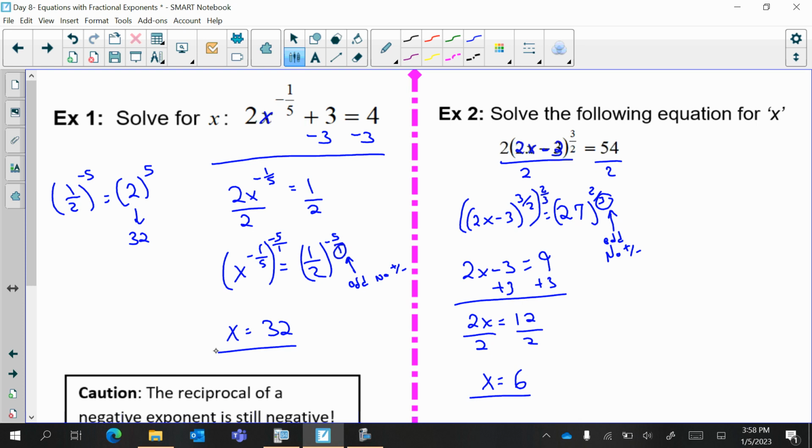And you guys could check all these answers if you wanted to by plugging it back in. You can do 2 times 32 to the negative 1/5 power plus 3, does that equal 4? You could do 2 times 2 times 6 minus 3 to the 3/2. Does that equal 54? So plug it back in your calculator to check to see if you're correct or not.